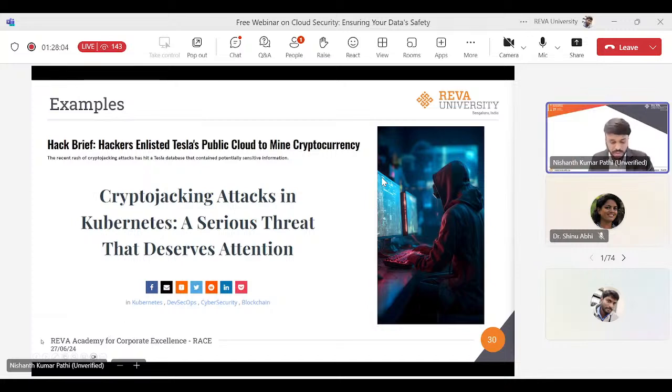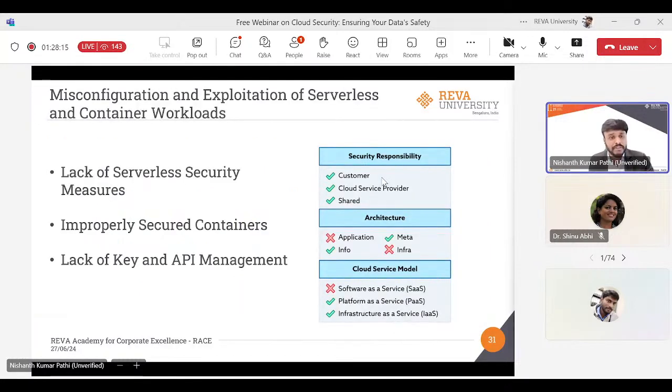Because we all talk about these latest technologies, serverless models, going into PaaS and cloud native infrastructure, it's important for us to put security measures on container workloads or serverless workloads, managing the code, managing the APIs, and the keys that are securing the data that is encrypted. So these are some of the threats that we were discussing.